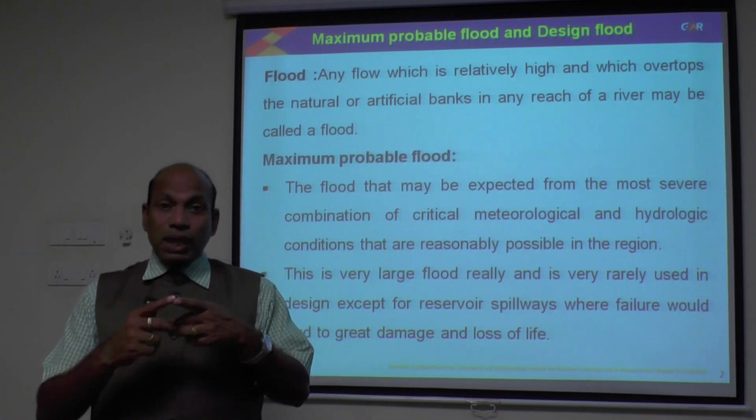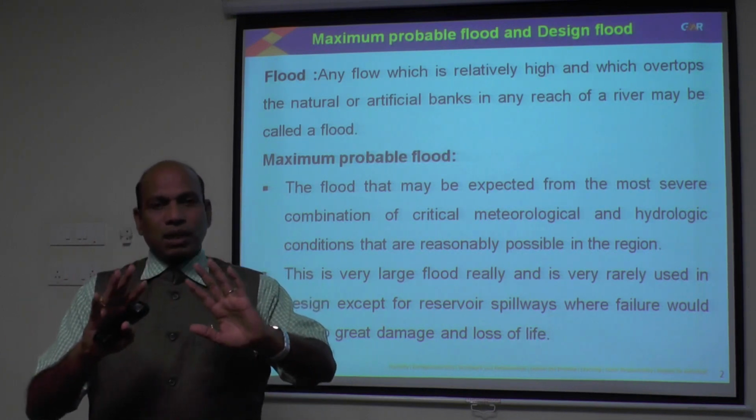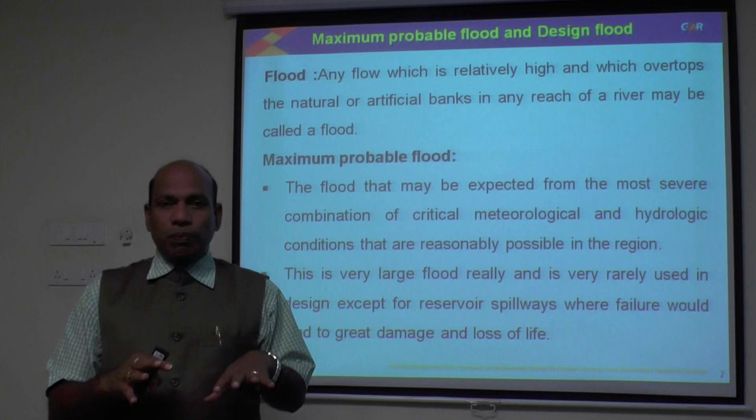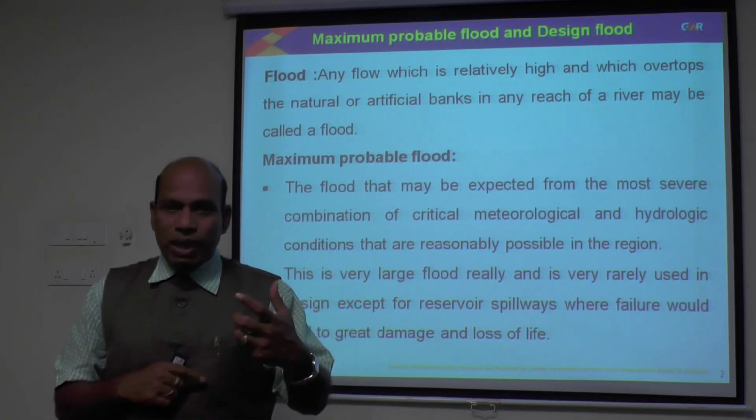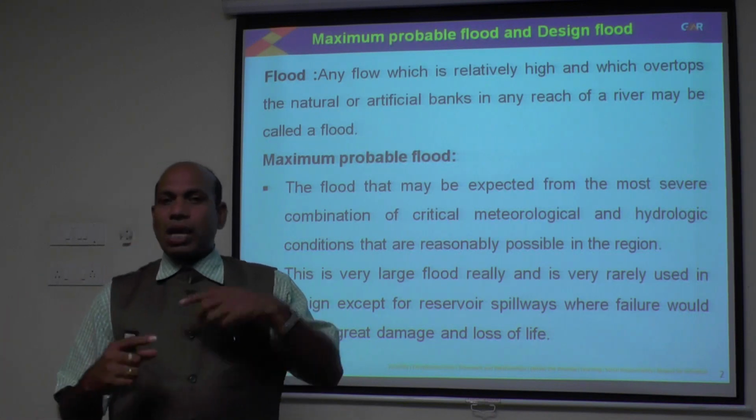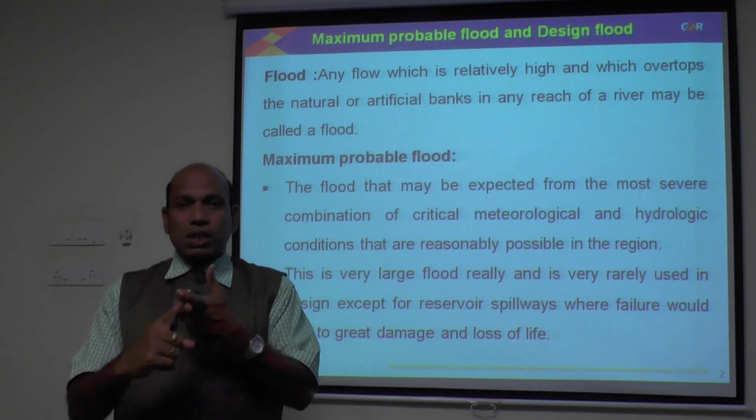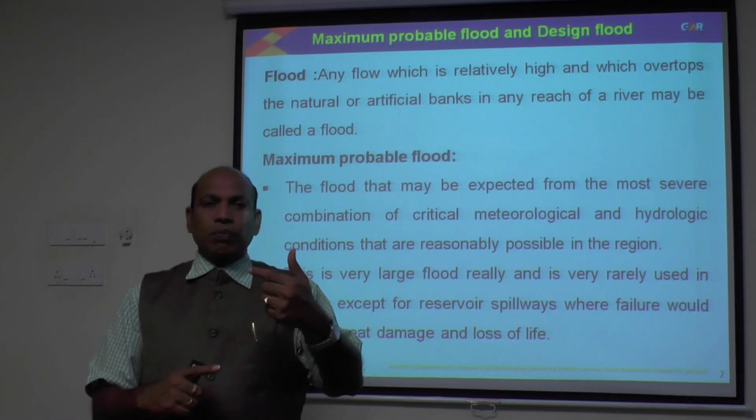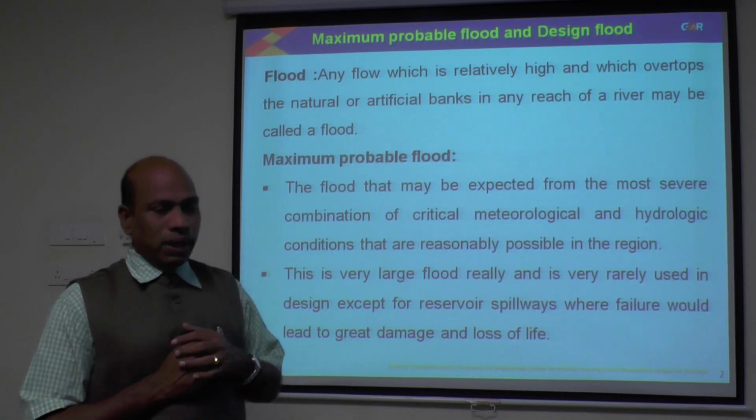So here both are critical combinations. With normal combinations there is no problem; that is nothing but a flood. Maximum probable flood means a critical combination of meteorological high wind velocity and hydrological high intensity of rainfall. The critical combination of these two gives a flood that is nothing but the maximum probable flood.